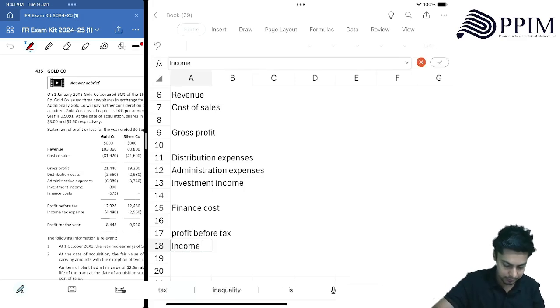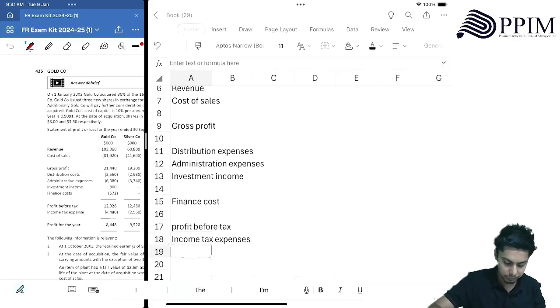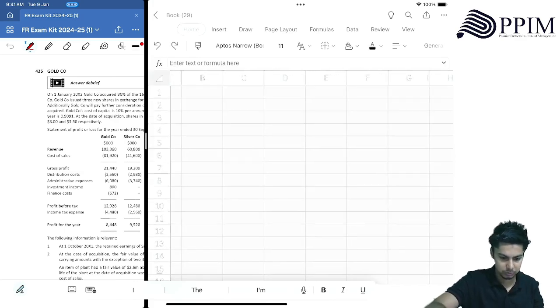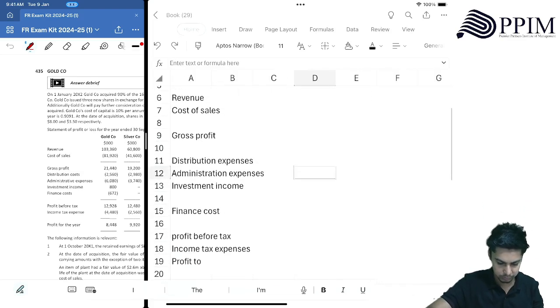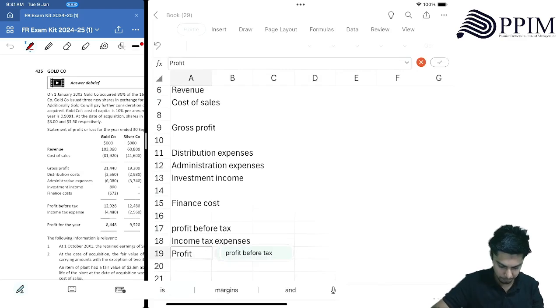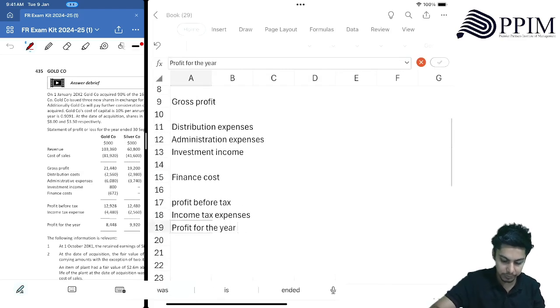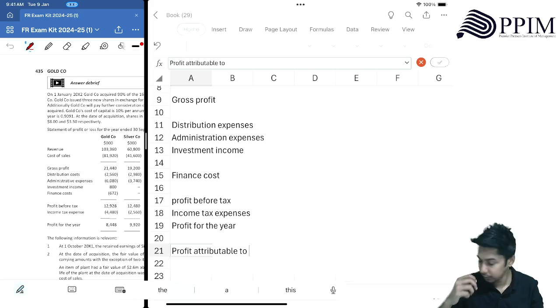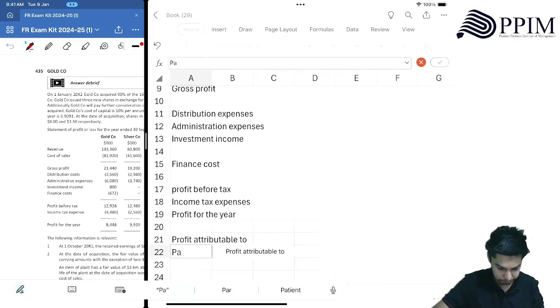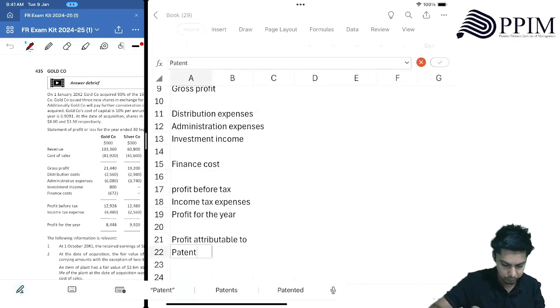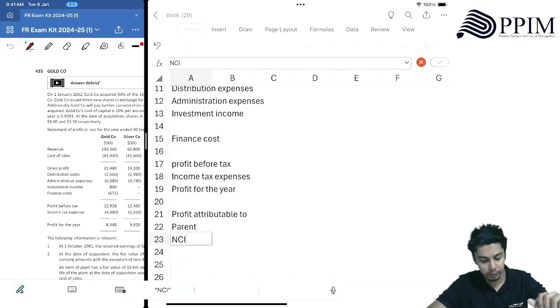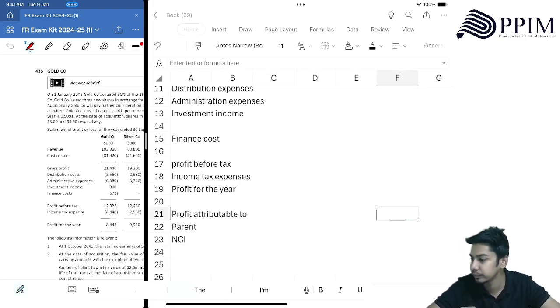Next one, income tax expense. Then we have profit for the year. Then write the other two lines. Profit attributable to, don't forget that one. Profit attributable to, first one is the parent, the other one is NCI.